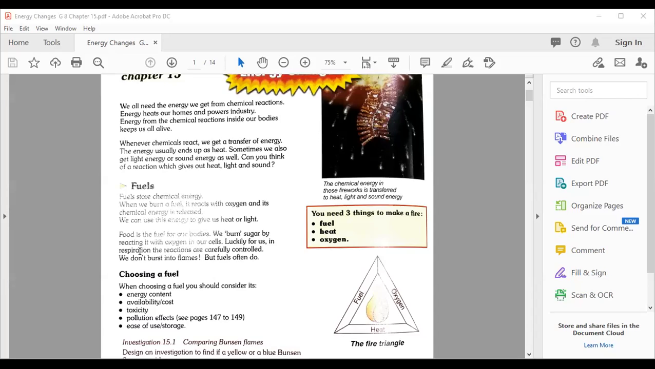We burn sugar by reacting with oxygen in our bodies, and luckily for us, in respiration the reactions are carefully controlled. We don't burn them, but fuels often do. So what happens? Like the fuel in a car, benzene or petrol that we add in different types of vehicles, even in a plane, ship or motorbike, wherever you add the fuel, it starts to burn inside the engine and gives energy or power to the engine, then your vehicle starts to move. In the same way, the food that we eat starts to burn after digestion in our body, and that gives us energy.